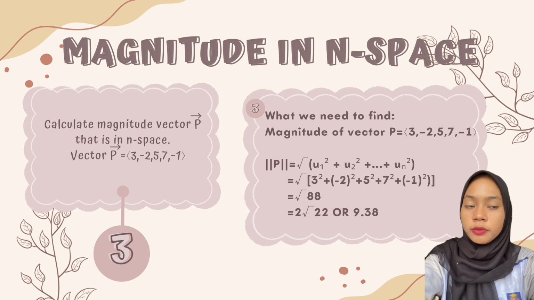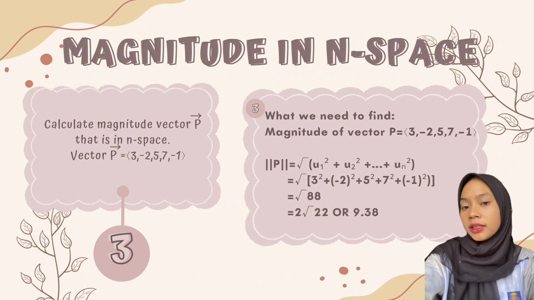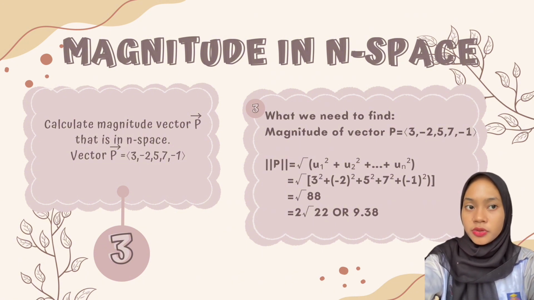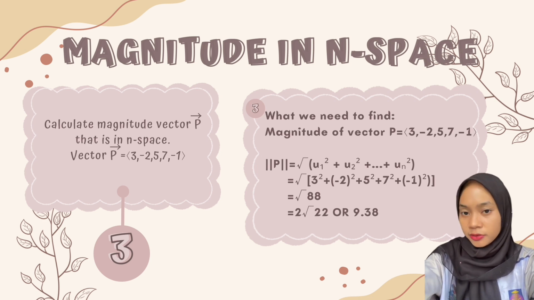So what we need to find? We need to find the magnitude of vector p, (3, negative 2, 5, 7, negative 1). We insert into the formula. We get the square root of 3 squared plus negative 2 squared plus 5 squared plus 7 squared plus negative 1 squared, and we get the square root of 88. We just insert into the calculator and we get 2 square root 22, or 9.38. So this is all the example questions for the magnitude of a vector.